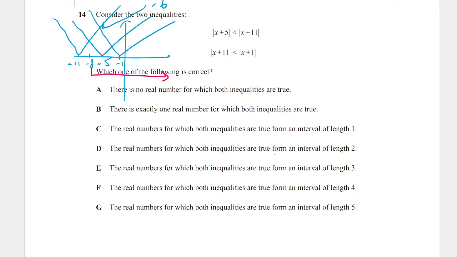Okay, so when is this applicable? This is applicable when, this time, the other way. When any value x is less than negative 6, then the x plus 1 graph is above the x plus 11 graph. Okay, good. So the intersection of this would be between negative 8 and negative 6. You're bounded between, so therefore, the interval is length 2. So I think it should be D.